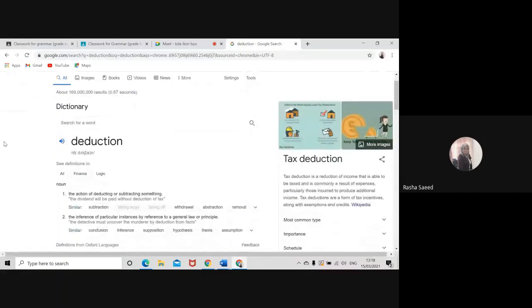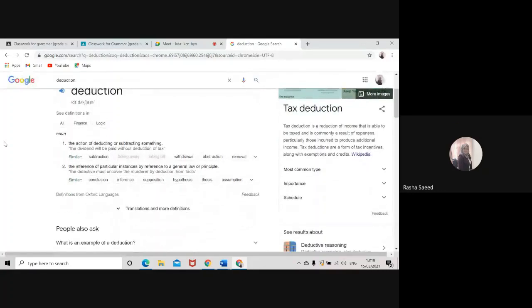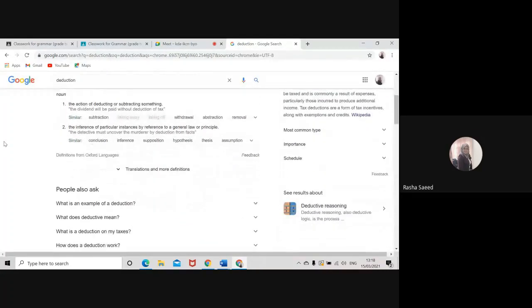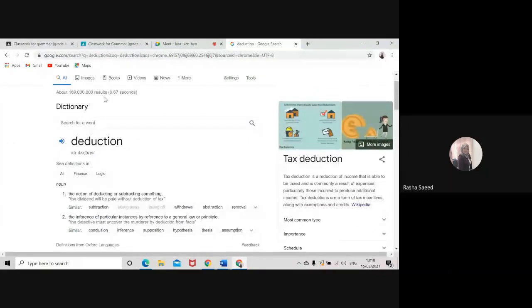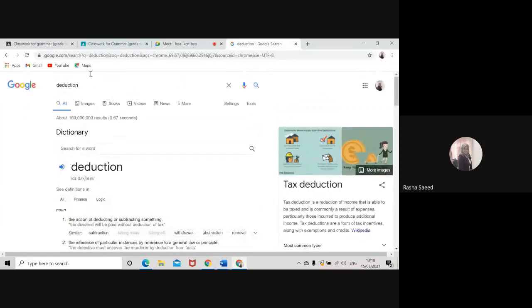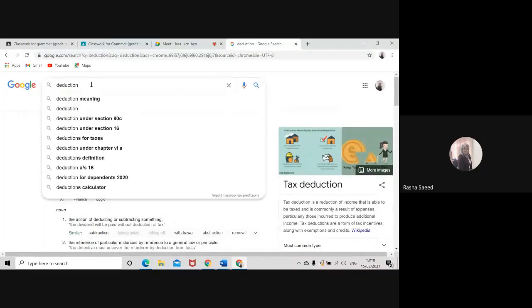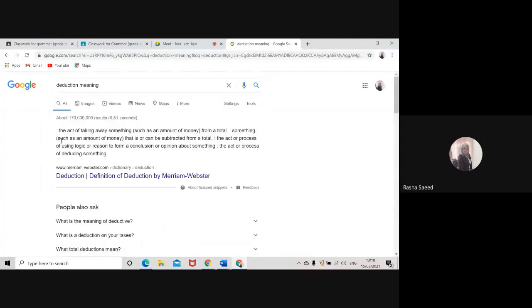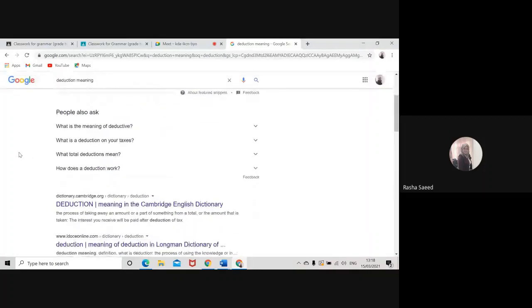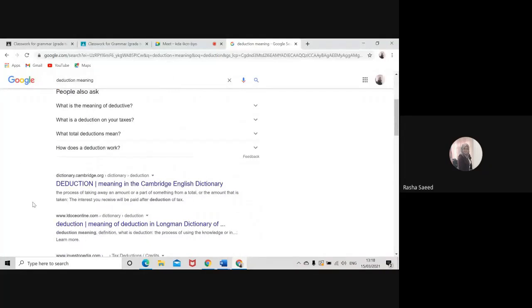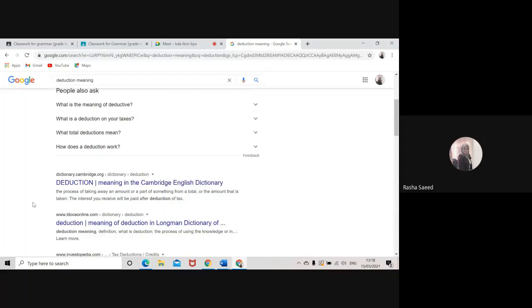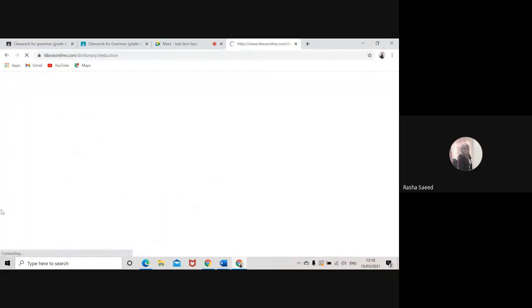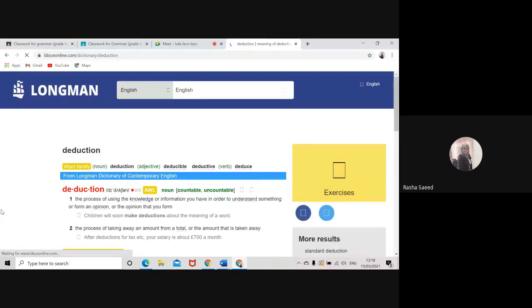It's an action of deducting or subtracting something. I want something which is clearer. The act of taking away something such as an amount of money. It has two meanings. Sometimes, for instance, when they take money from your account. They deducted, for instance, 20 pounds from my account.